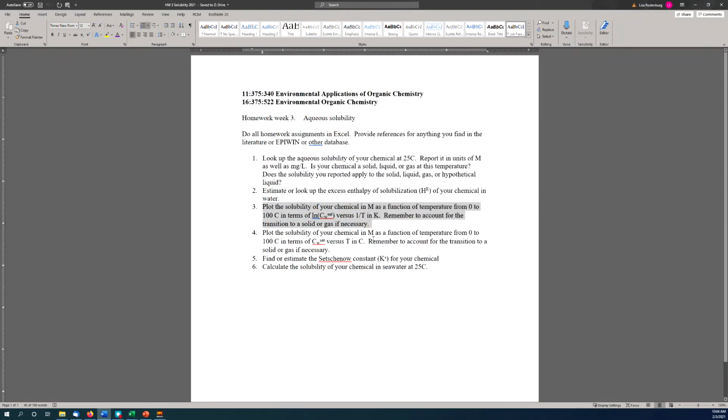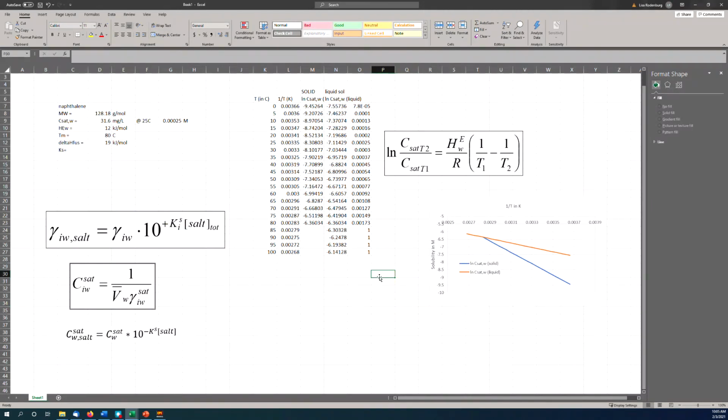Now we're going to plot the solubility of our chemical in terms of CW sat versus T, no longer natural log of CW sat versus 1 over T, but just CW sat versus T. That's easy. We've already gone halfway to there. So I've taken the EXP of our solubility of the solid, and in this region it truly is a solid, so this is all good. But then here I want to take the EXP of the solubility of the liquid.